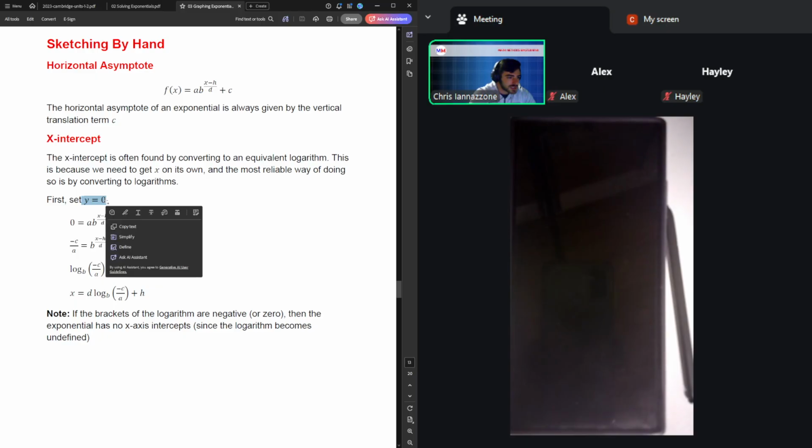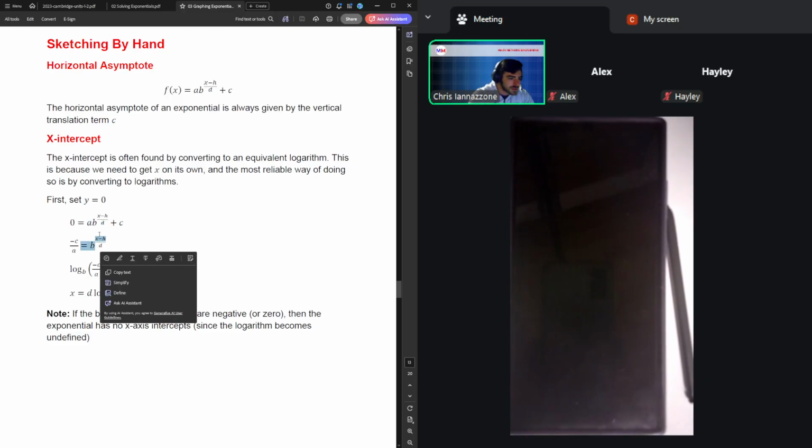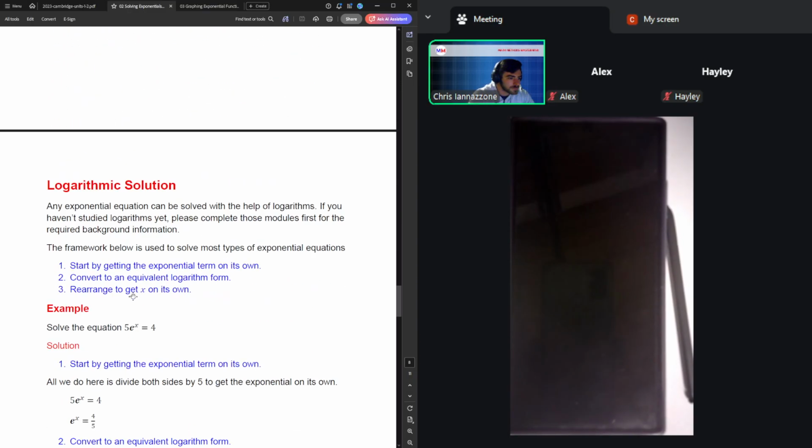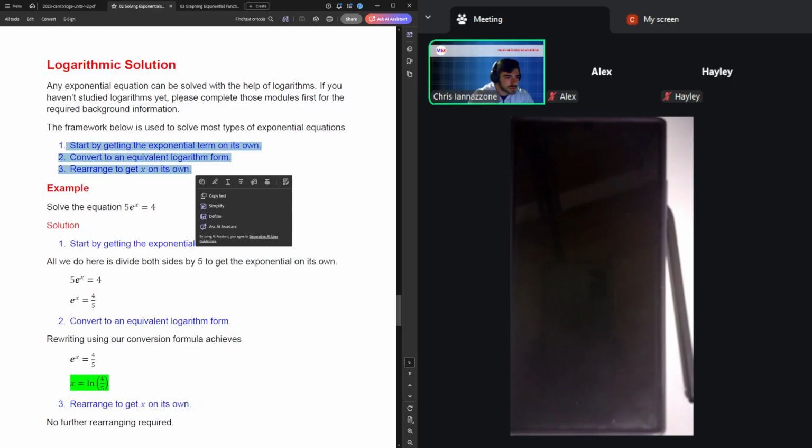As for the overall procedure, it's the same as any other graph. You set y equals 0 for your x-intercept, and then you just rearrange to get the exponential term on its own directly, and then flip to logarithm. We saw this here. It's just this three-step procedure.